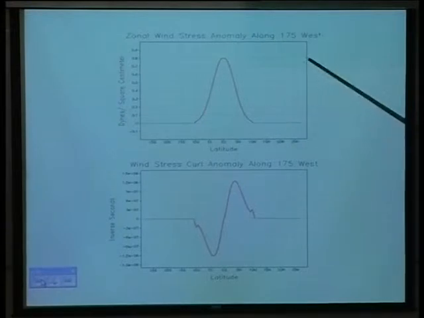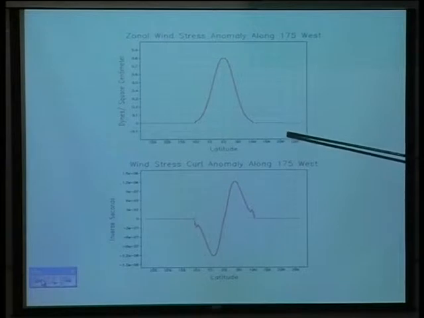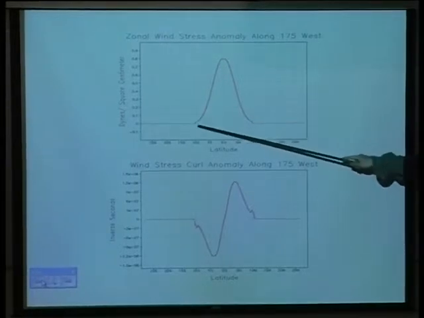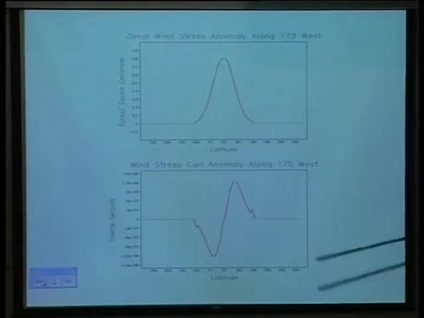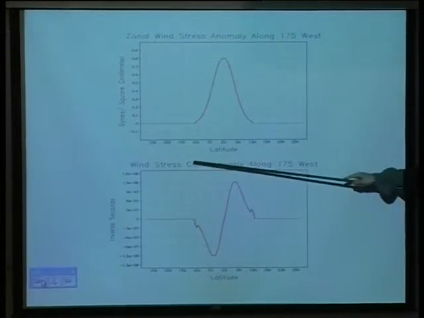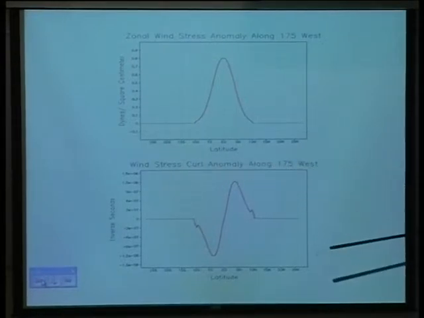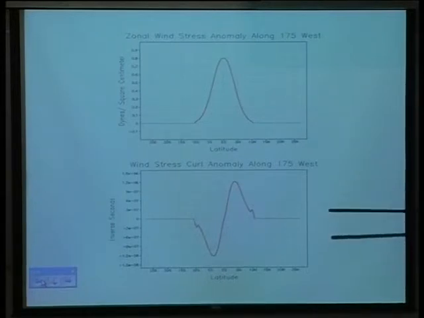Okay, so this is what it looks like if I slice through it. That's what the wind stress anomaly looks like. I did this numerically, not analytically, so I introduced a little bit of an error here, so it's not quite perfectly symmetric. And the wind stress curl anomaly is what drives the ocean upwelling and downwelling, especially next to the equator. It's actually a linear relationship.